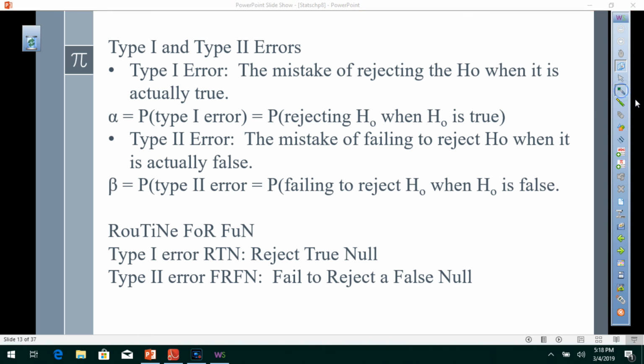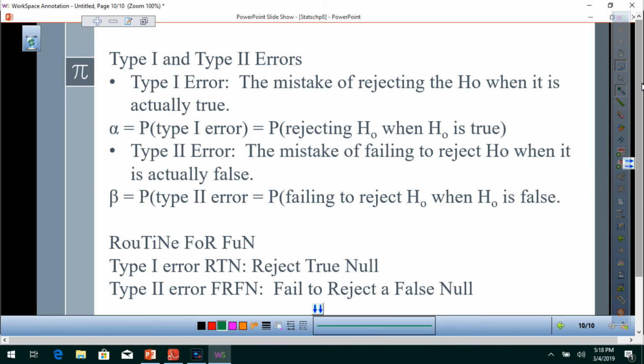Type 1 and Type 2 errors. Type 1 error: the mistake of rejecting the null hypothesis when it is actually true. Alpha is the probability of a type 1 error, which is the probability of rejecting the null hypothesis when the null hypothesis is true, which in that case, there was a 5% chance. Type 2 error: the mistake of failing to reject the null hypothesis when it is actually false. Beta is the probability of a type 2 error, failing to reject the null hypothesis when the null hypothesis is false.